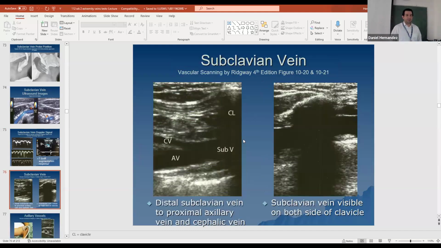This was just showing the subclavian vein. We can have definite limitations due to the clavicle, with the sound waves not being able to penetrate through the patient's clavicle, creating shadowing and dropout.